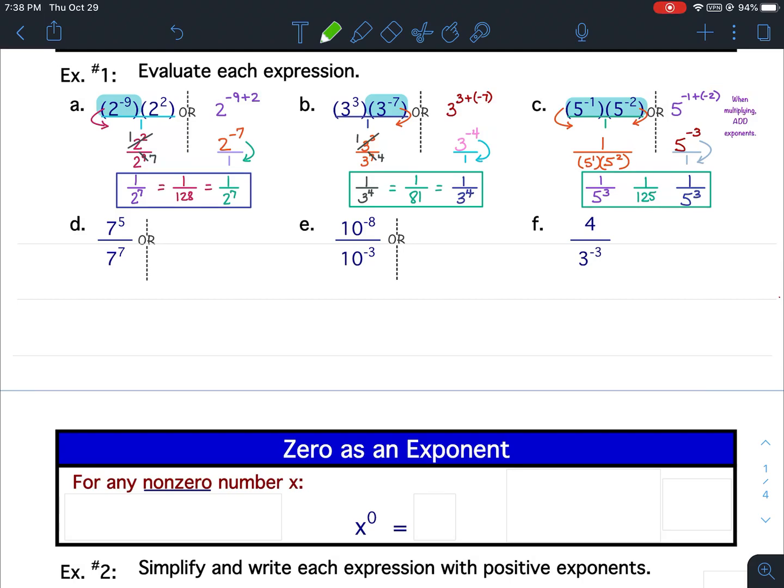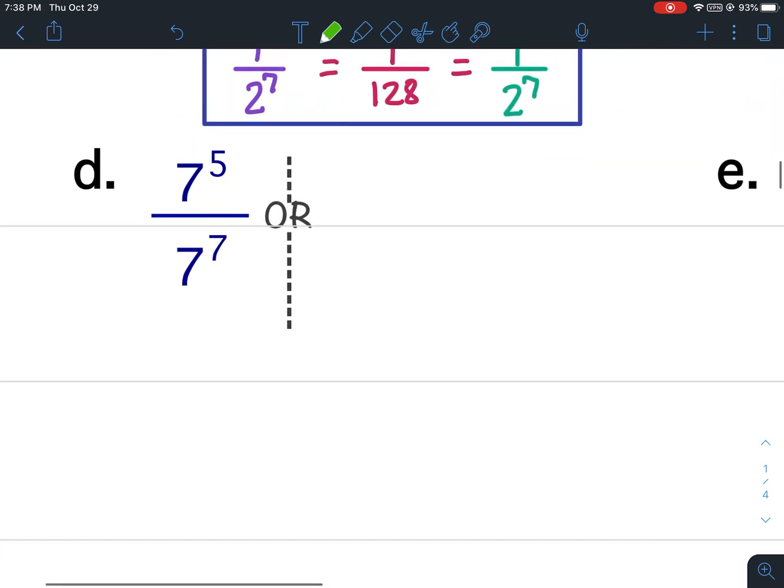Negative and zero exponents, lesson 4.4 notes. Example number 1 continued. Now I'm going to do D, E, and F, starting with D. I have 7 to the 5th over 7 to the 7th. Well, 7 to the 5th has the smaller exponent, so I'm going to completely cross that out. And 7 minus 5 is 2. Now there's nothing on top, so I need to put a 1.